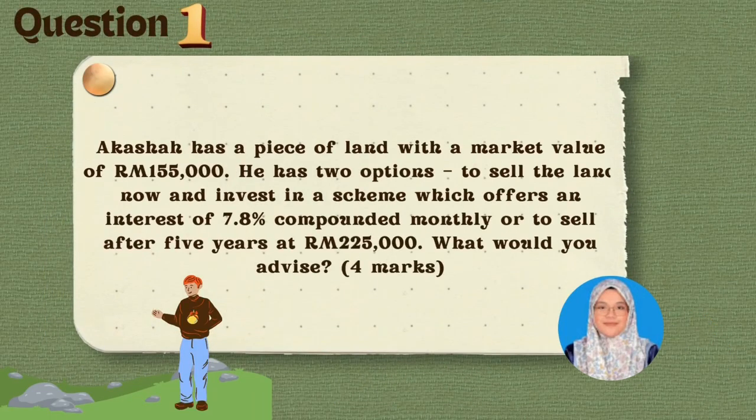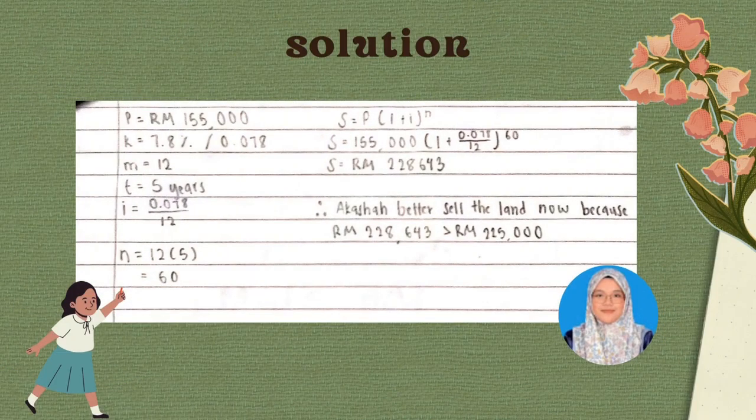The first question is, Akasha has a piece of land with a market value of 155,000. He has two options: to sell the land now and invest in a scheme which offers an interest of 7.8% compounded monthly, or to sell after 5 years at 225,000 ringgit. What would you advise? The first thing that we have to do is to extract important information from the question.